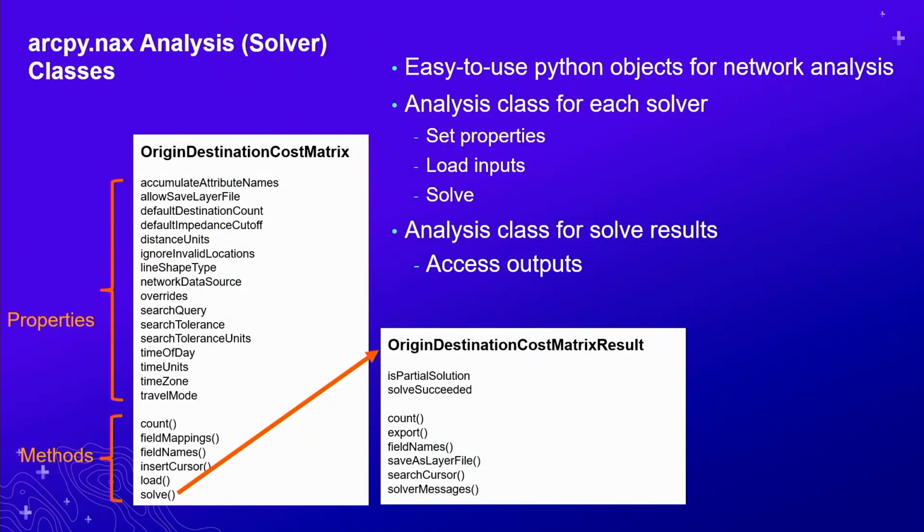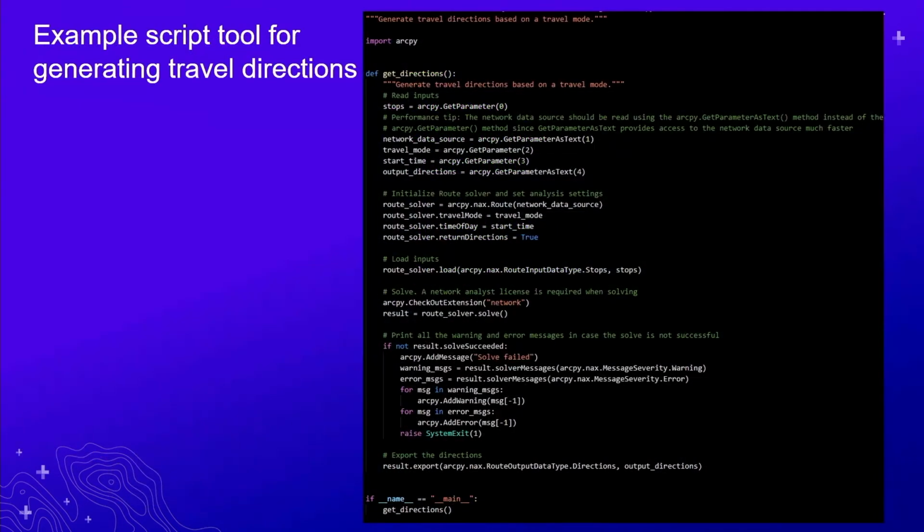Now here I am giving an example of how you work with an origin destination cost matrix analysis using the ArcPy.NAX Python module. As part of this workflow, you would first initialize the OD cost matrix solver object. Then on the object, you would set the properties. You would use the load method to load your inputs. Then you will call the solve method. And when you call the solve method, you get a result object. And then on the result object, you can use export to export out the results. So here is an illustration in code of how you can perform these steps.